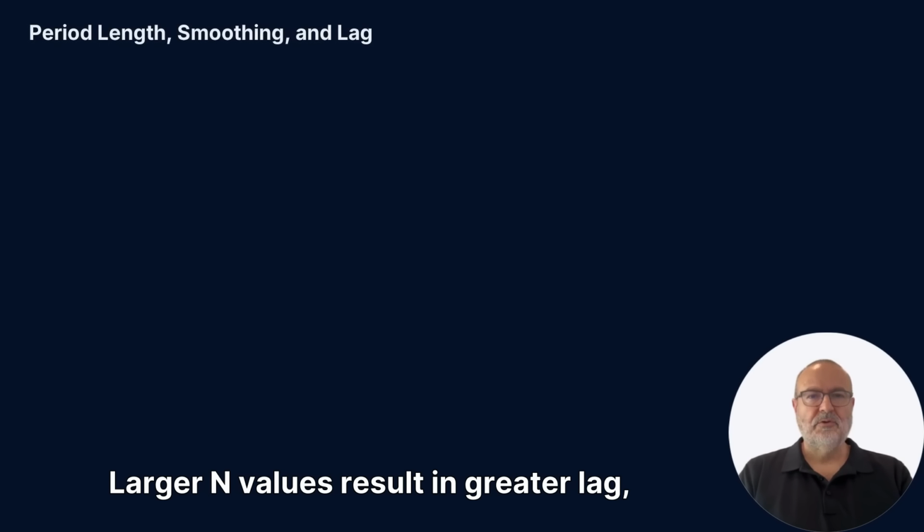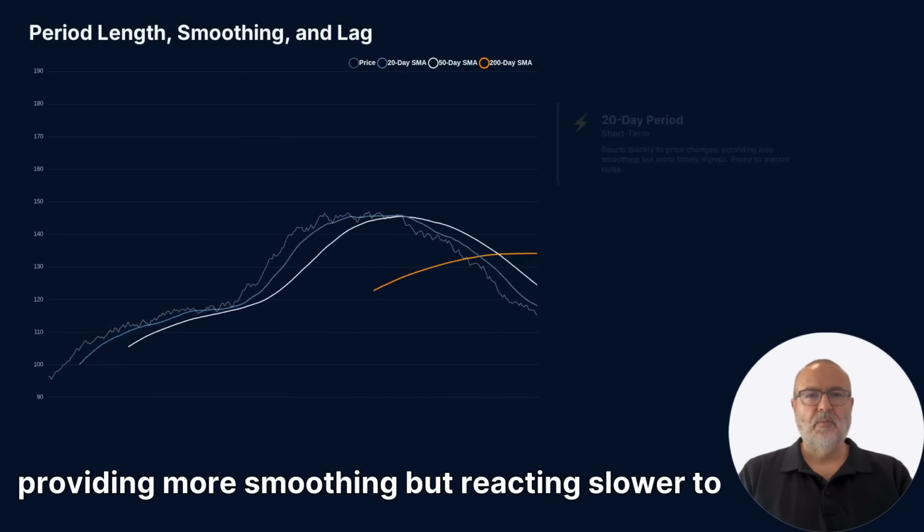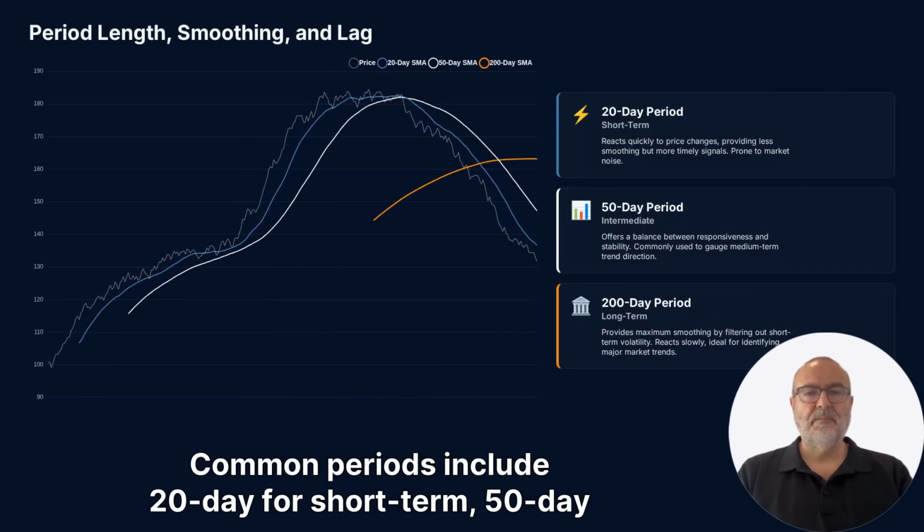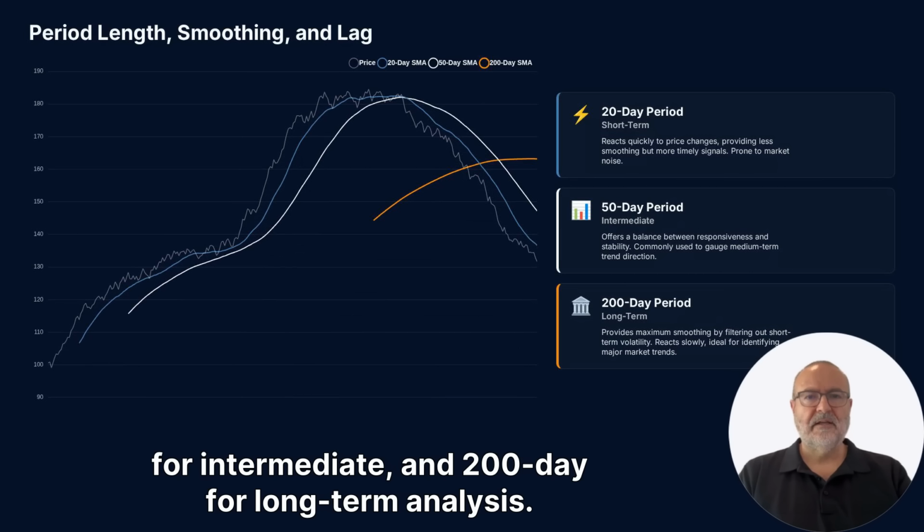Larger n values result in greater lag, providing more smoothing but reacting slower to recent price changes. Common periods include 20-day for short-term, 50-day for intermediate, and 200-day for long-term analysis.